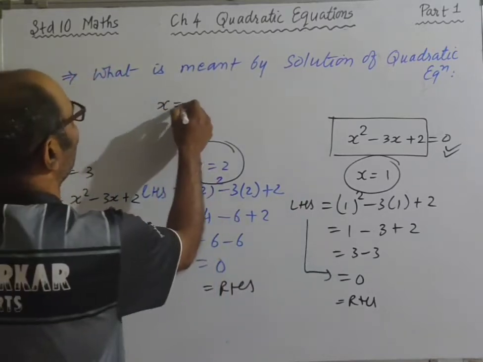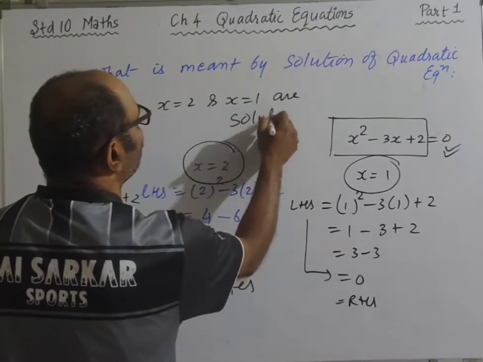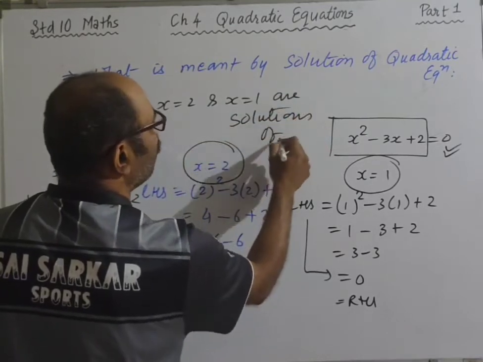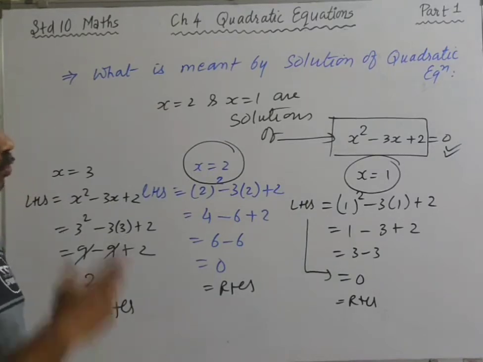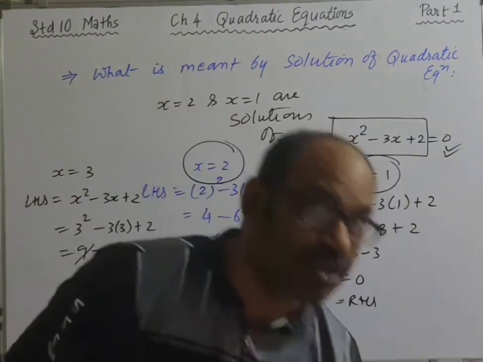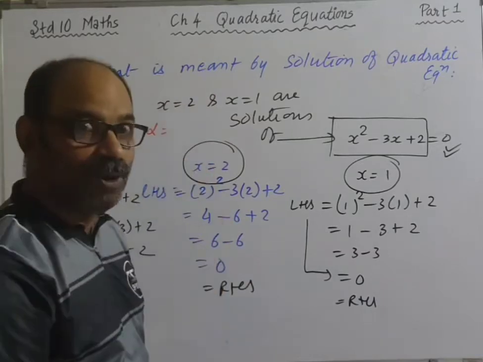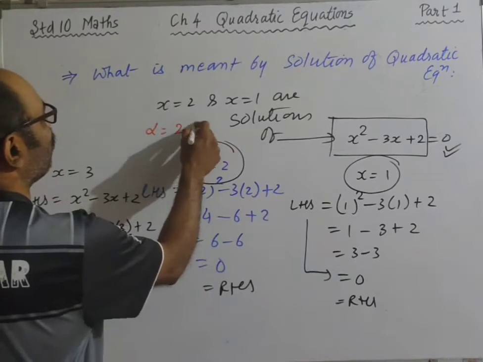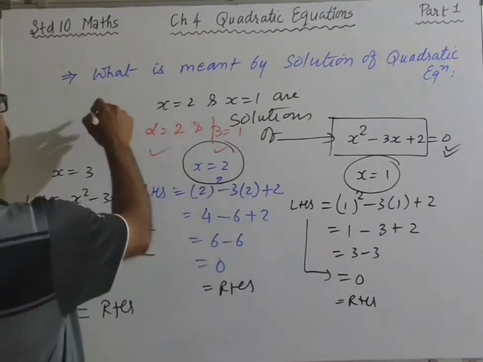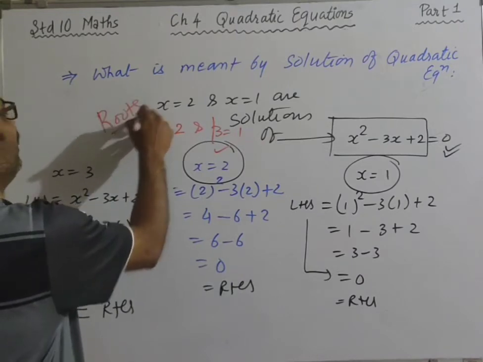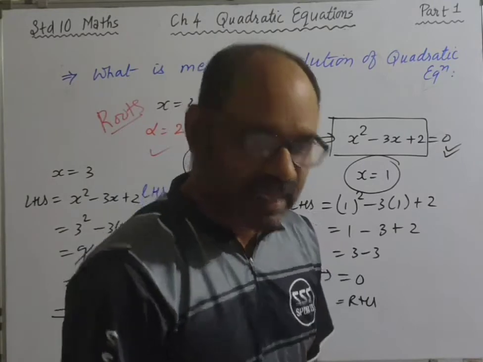So x equal to 2 and x equal to 1 are solutions of this quadratic equation. Are you getting me? And those are what we call roots. The first root is called alpha and the second beta. So alpha equal to 2 and beta equal to 1. These are the two roots of the quadratic equation. Is that clear? We'll come back to the roots again later.